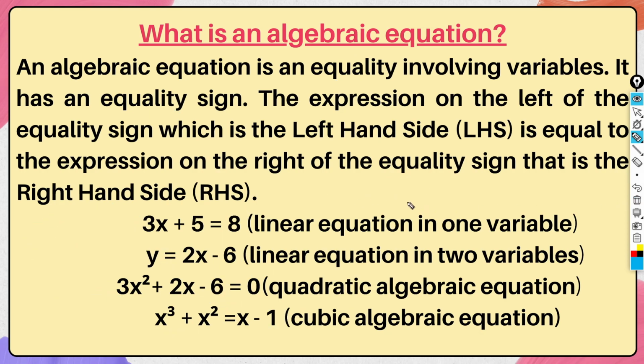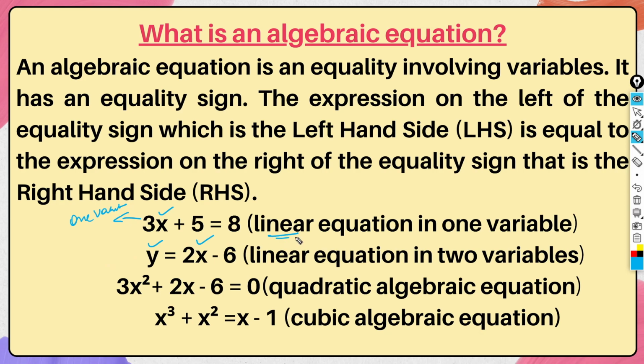Algebraic equations are also divided into different types. See here, x is what? Variable. Here y is variable and x is variable. If you observe in this equation, there is only one variable. Okay. So this is what? This is an algebraic equation with one variable. In case number 2, y is one variable and x is another variable. That means this is an algebraic equation with two variables.